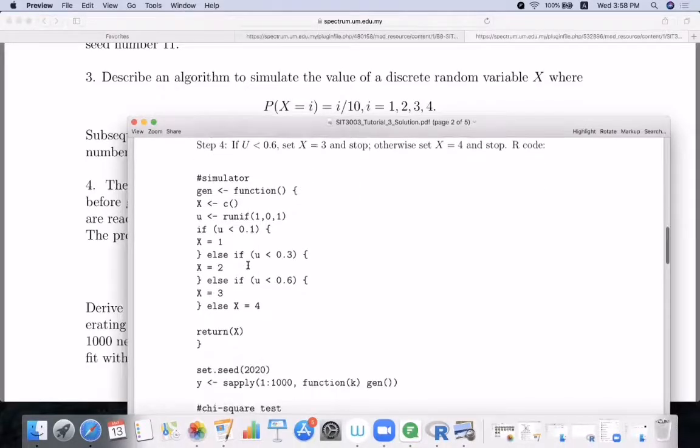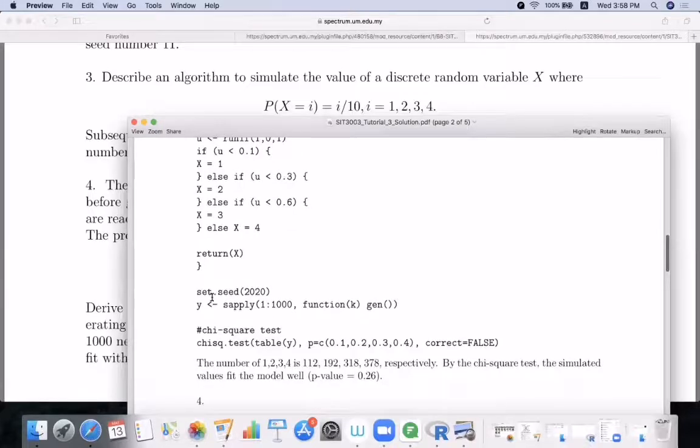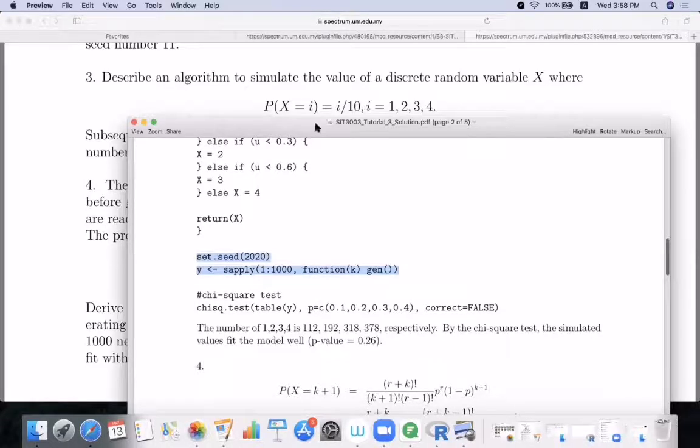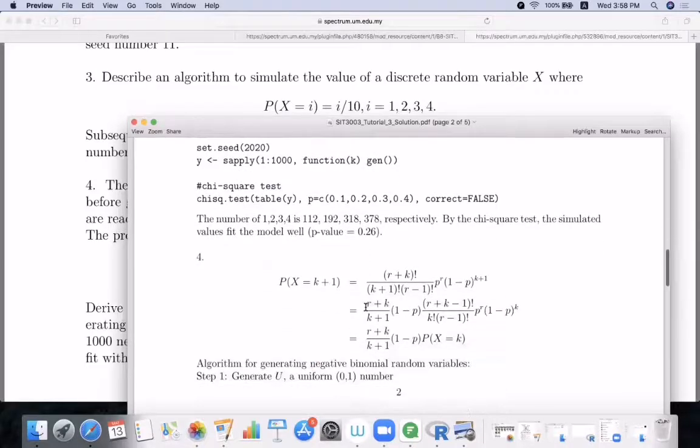So this is very easy, right? And this is the R code to do the conditional if, right? So this gives you some framework, okay? And this part here is basically just to simulate 1,000 times, okay? And then this is the chi-square test. You do the chi-square test on the table, right? You can tabulate the results. You can actually type table Y to see the tabulated values, okay? And this is the way you do the chi-square test, right?